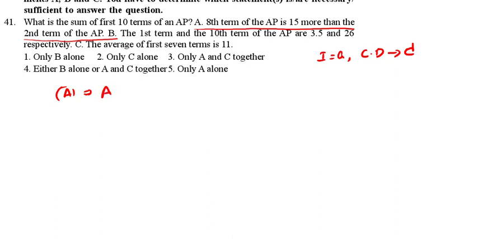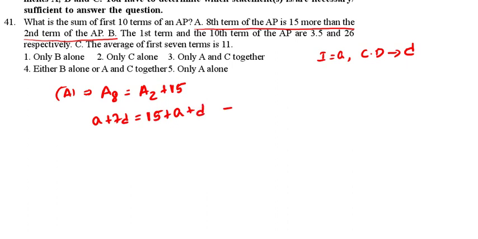The eighth term is 15 more than the second term. The second term is A2, and in that, 15 more: A2 plus 15. What is the meaning of eighth term? It is A plus 7D. Since D is the common difference, for the eighth term you take the common difference up to 7 terms. So A plus 7D is equal to 15 plus A2. A2 means second term, which is A plus D.